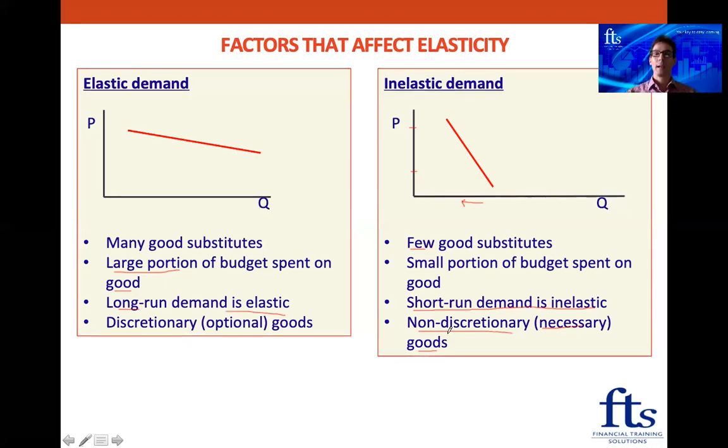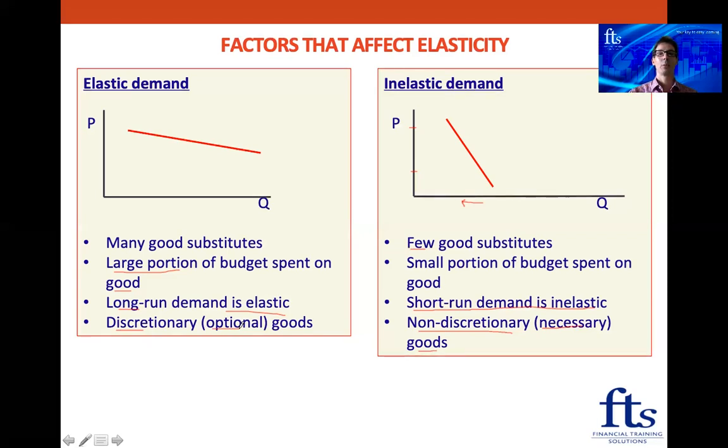Things like food, medication, pharmaceutical stuff. Those are things we really need. So if they put up the price a lot, the demand for this stuff is not going to fall by very much. But for discretionary optional goods, if they put up the price a little bit, then we can expect the demand to fall a lot.